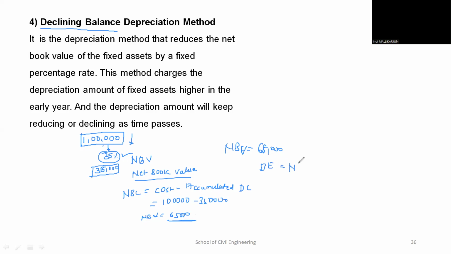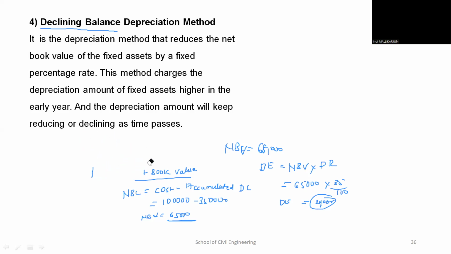That is nothing but net book value times the depreciation rate, meaning 35% is the rate for this 65,000. Now you have to calculate the 35% depreciation rate, and you will get the depreciation expense for the second year. Whatever amount you get, that is the second year depreciation. Today we will solve one problem using this method, so that you will get to know what the depreciation expense is by using this method.